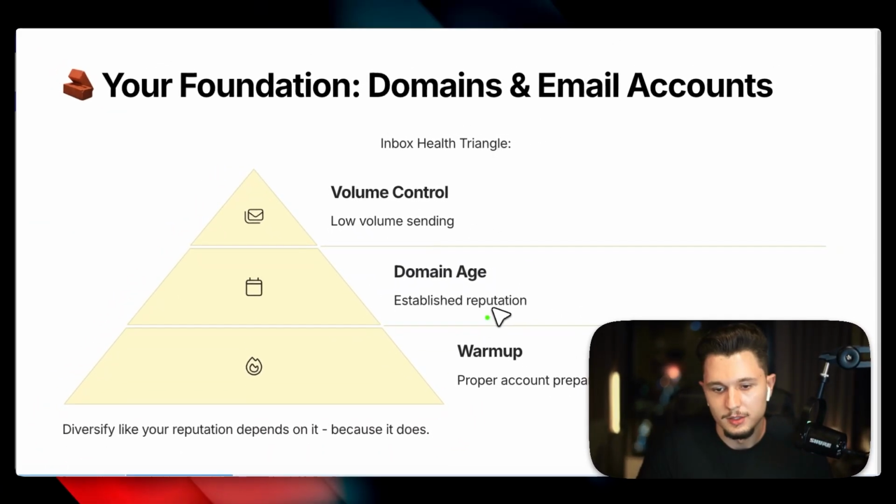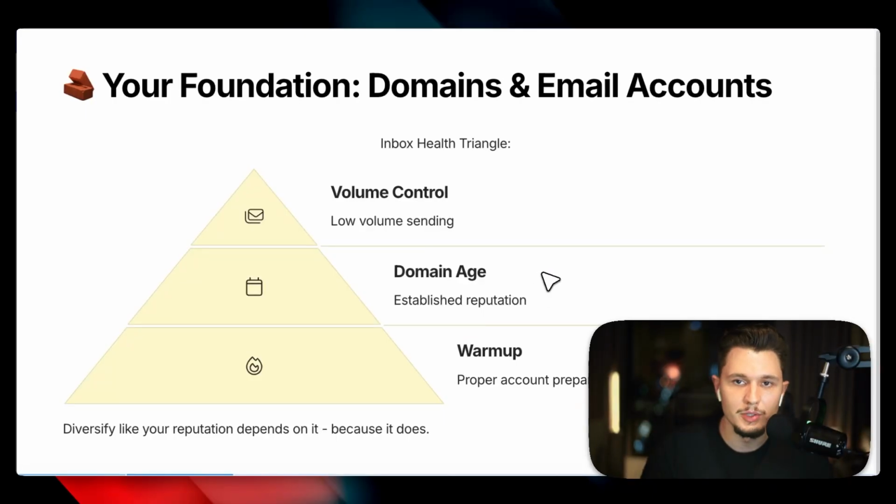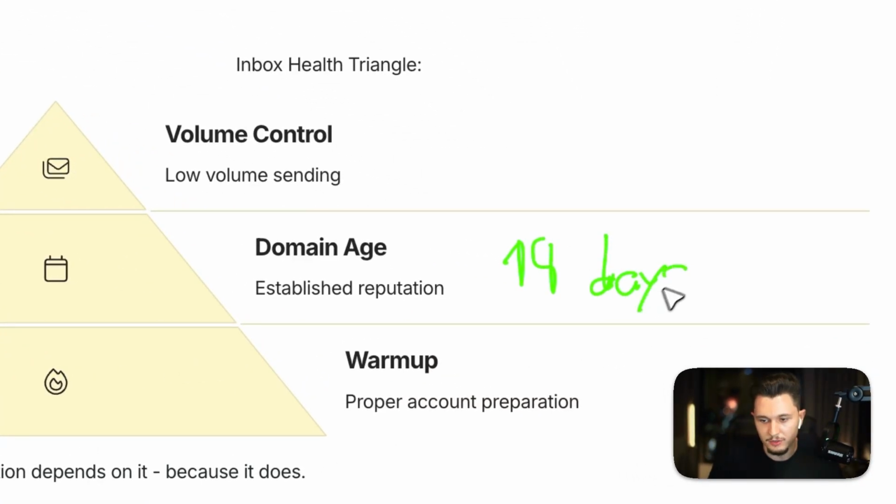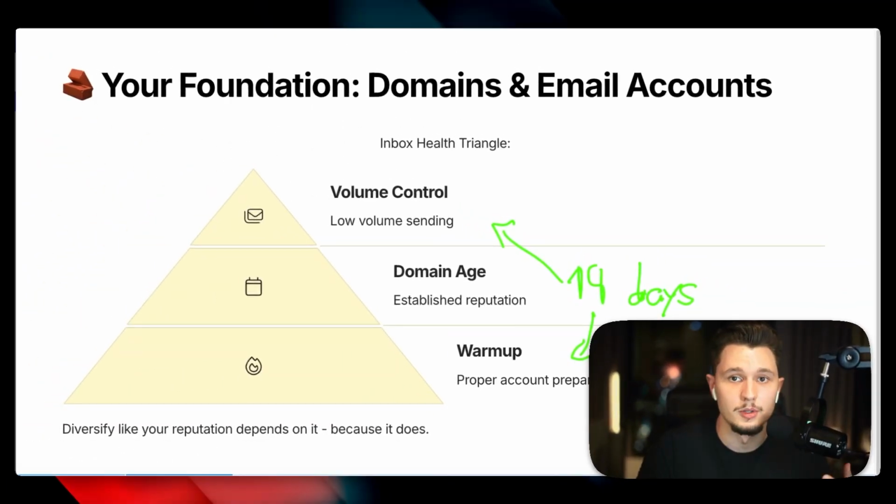The other thing is, for how long should you be running these numbers and build enough domain age where you have an established reputation? The minimum is 14 days. So 14 days of doing this warm up and this volume control that I just told you about is enough for you to have a good reputation and be able to start your cold email campaigns.